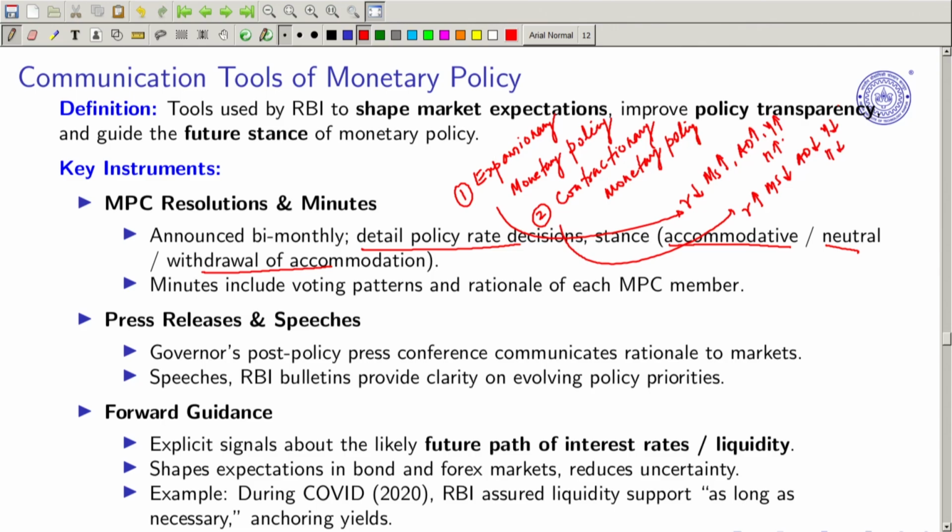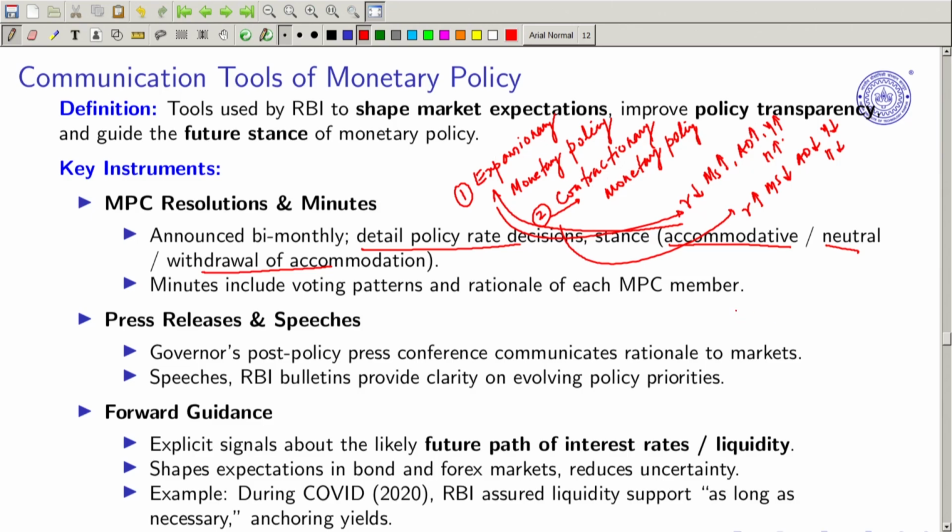Accommodative, in the sense that whether it is expansionary or remaining the same, the interest rate is expected to come down or stay where it is, so it should not go up as such. And withdrawal of accommodation, in the sense that it is focusing on contraction.